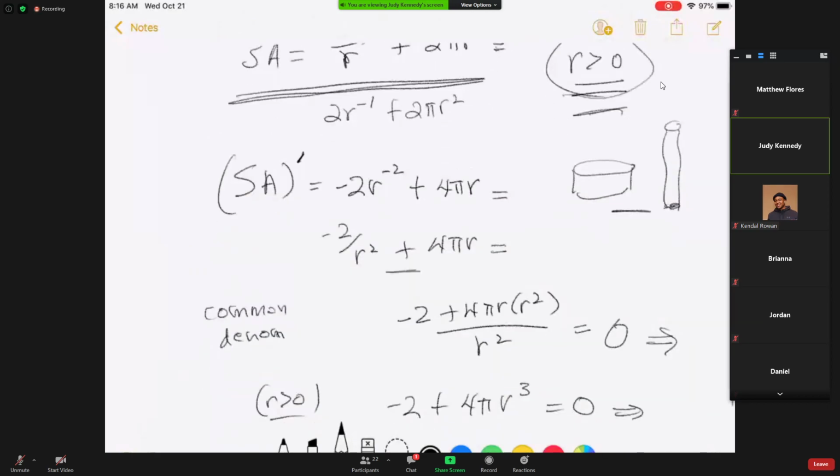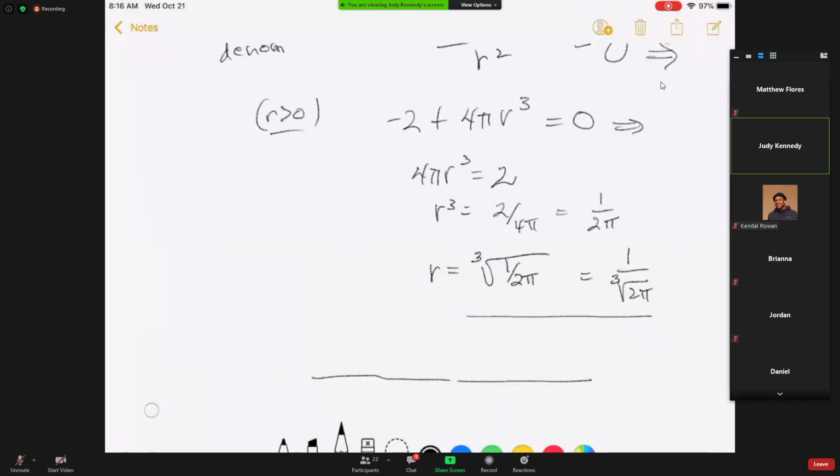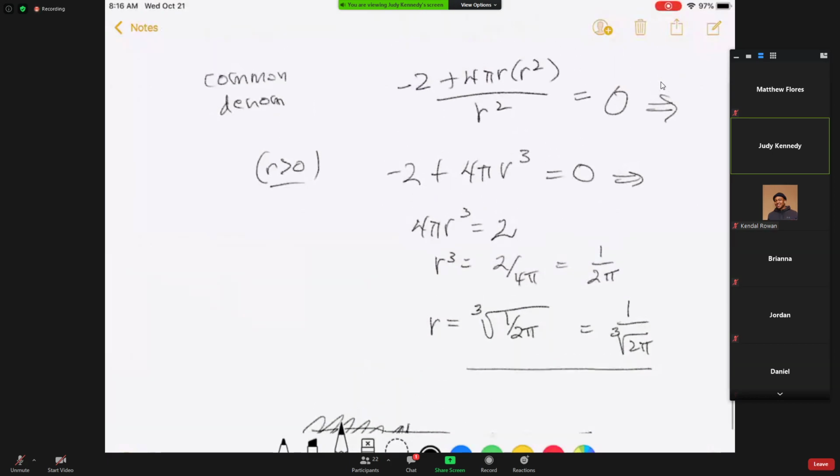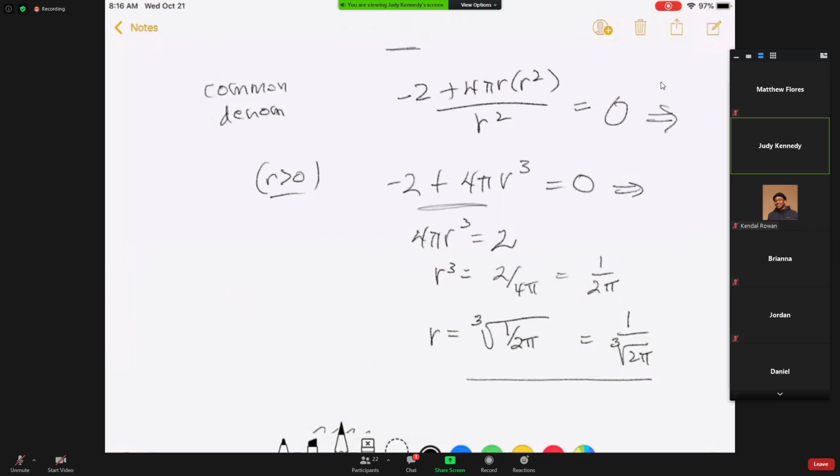So I'm going to check my number line. There's 0, but nothing over here makes sense. In fact, 0 itself doesn't make sense. We have this value of r, 1 over the cube root of 2 pi. And let's check intervals. If this really is a minimum, I should get decreasing on the left and increasing on the right. It all depends on what happens with that numerator, because r squared is always positive.